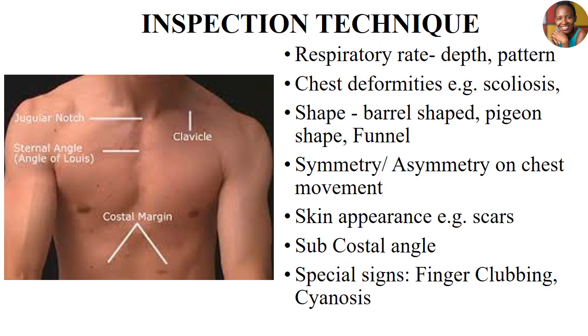So that's how the inspection technique works. It's just the use of observation to identify key aspects of our respiratory system, including respiratory rate, chest deformities, shapes, symmetries, skin appearance, subcostal angle changes, and any other special sign that you can pick.